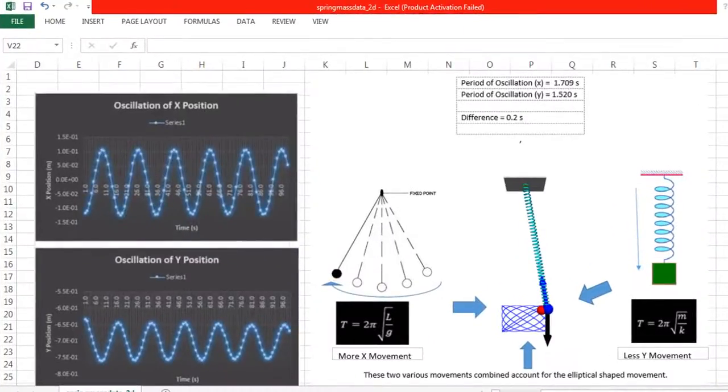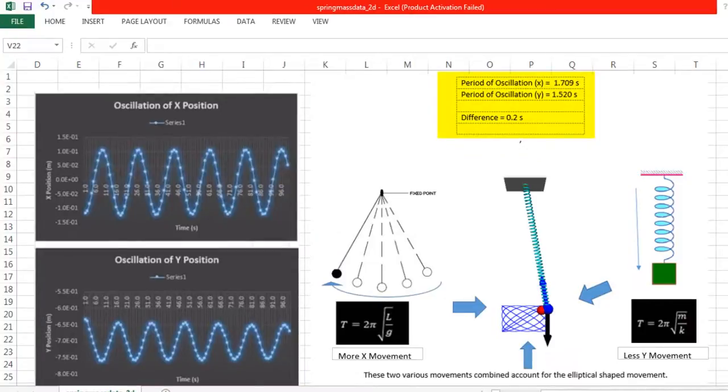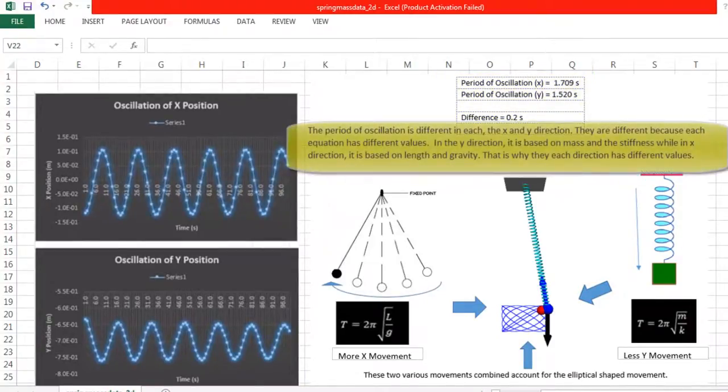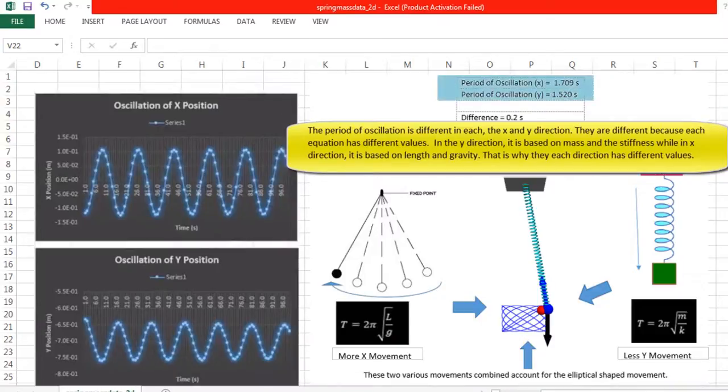Question 2. These are the two oscillation graphs. The period of oscillation for x is 1.7 seconds, and for y it is 1.52 seconds. It is clear that the x and y oscillations differ by 0.189 seconds. This is because, as seen here, the motion of the spring is elliptically shaped and slanted downwards. The figure on the right explains this a little better. This shows that it takes more time to move one cycle in the x direction than in the y direction.